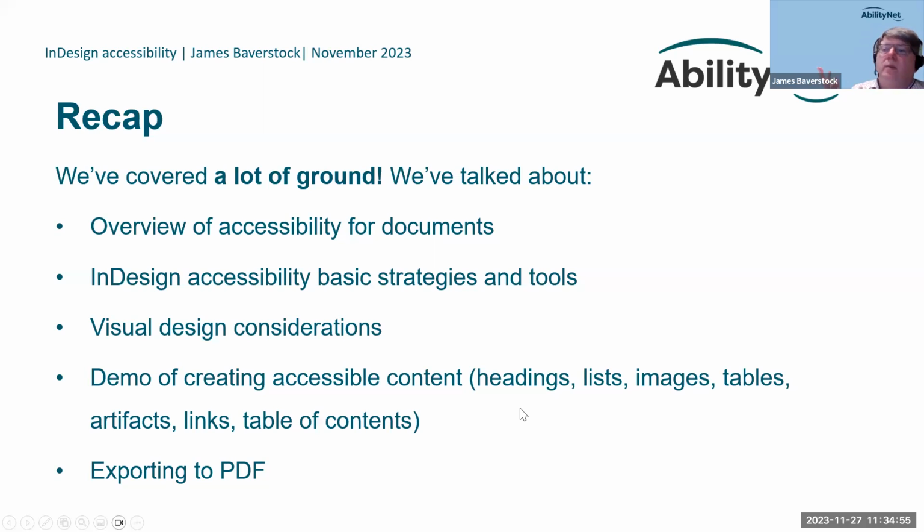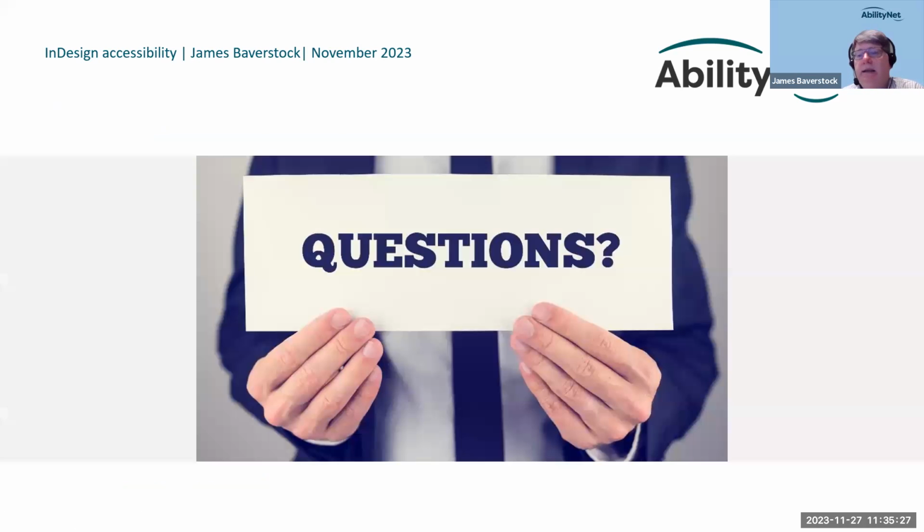We talked about what makes an accessible document, some basic InDesign accessibility strategies and tools. So thinking about using paragraph styles, making sure that we bake as much accessibility as possible into our InDesign documents. Some visual design considerations, including color contrast and use of color, and then a demo of creating accessible content with things like headings, lists, images, tables, artifacts, links, and tables of content. And then finally, exporting to an accessible PDF, how to create a tagged PDF from that.